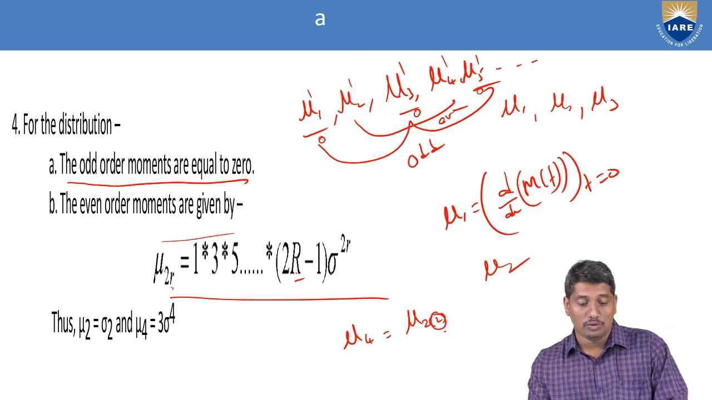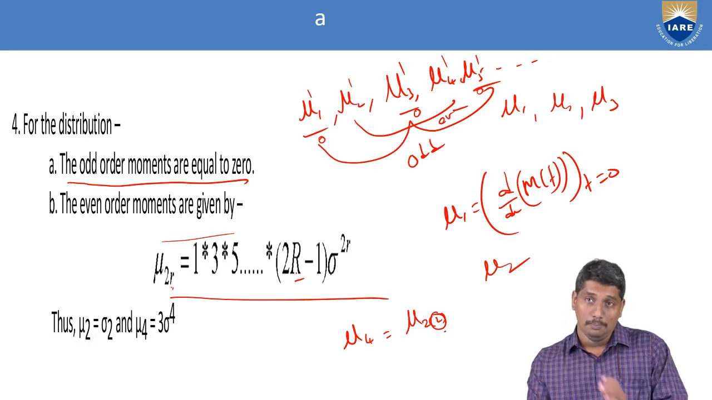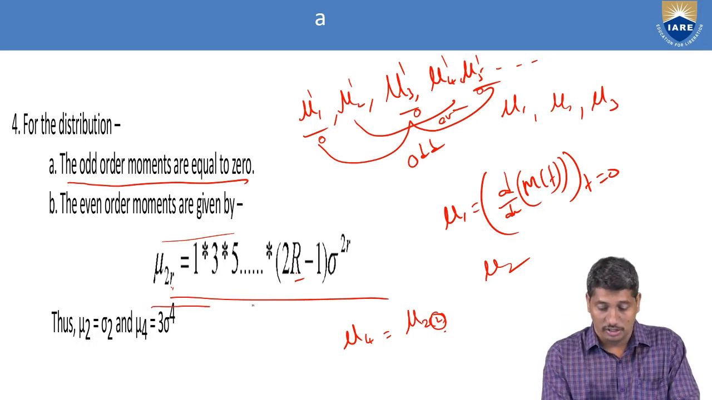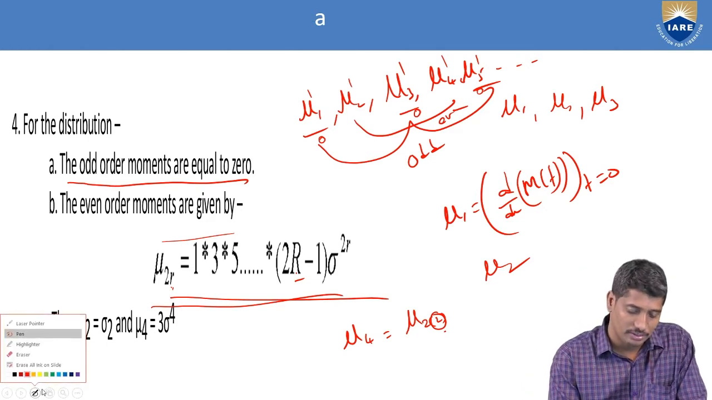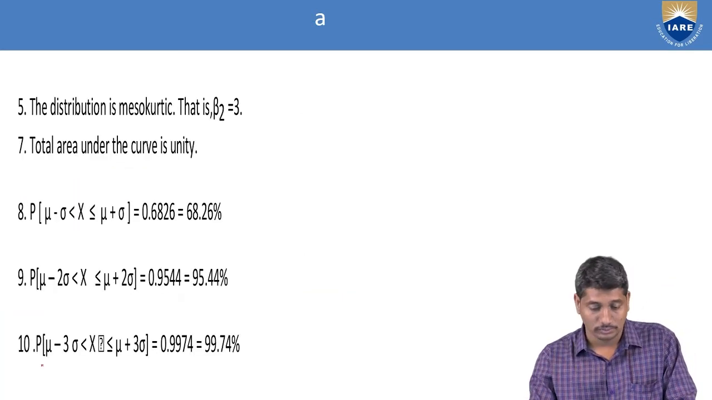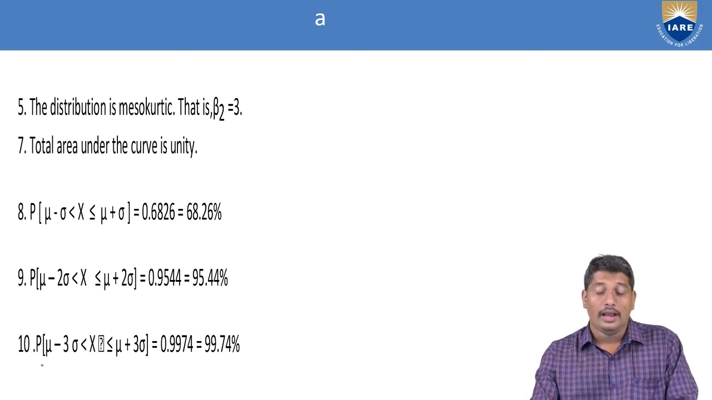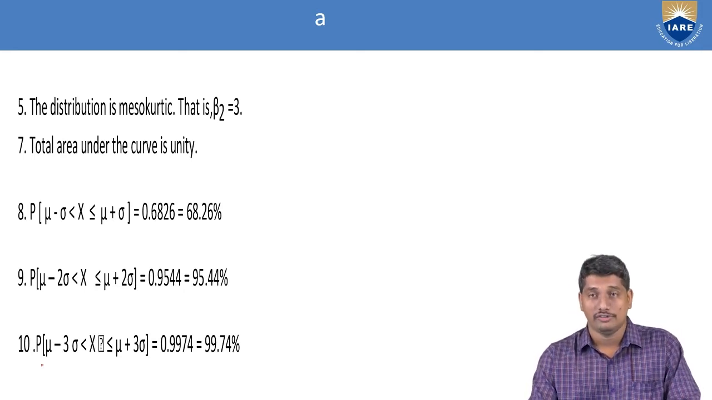So what it says is, the odd moments are always 0 for a normal distribution, but even ordered moments can be calculated with this formula. It's just a property. You can just remember it as a formula. And what about the kurtosis of the normal distribution?